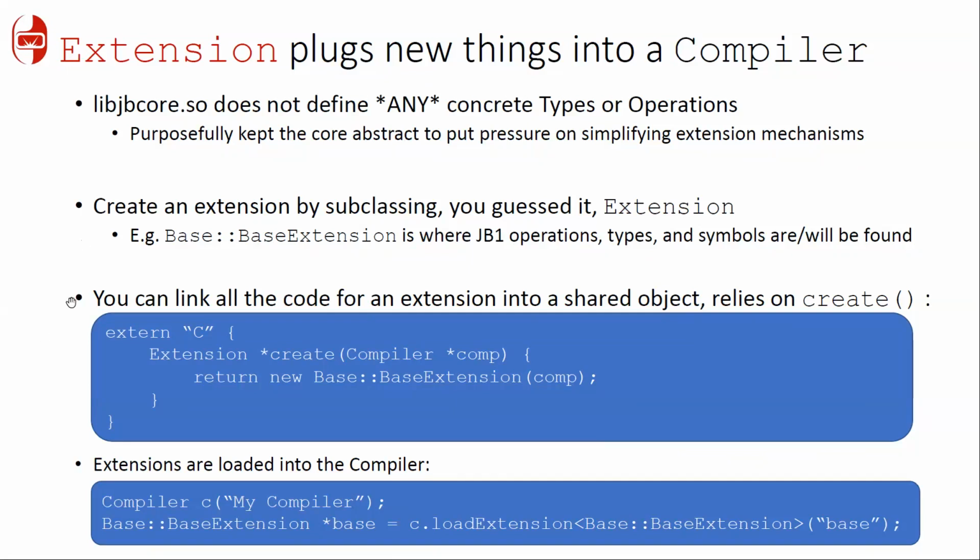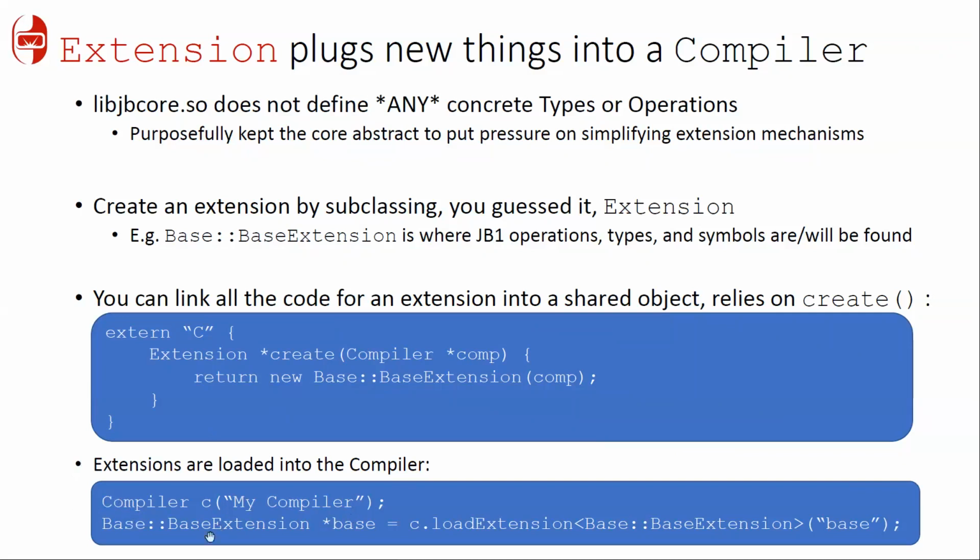The typical use case when creating an extension is that you build it into a shared object, which can be loaded dynamically, and it relies on you implementing a create function, which the compiler will look up when it asks to load a particular extension. It will call that extension's create function, and all it has to do is return an instance of the extension. Different compilers may call this multiple times and get a new extension object, which is tied into their compiler.